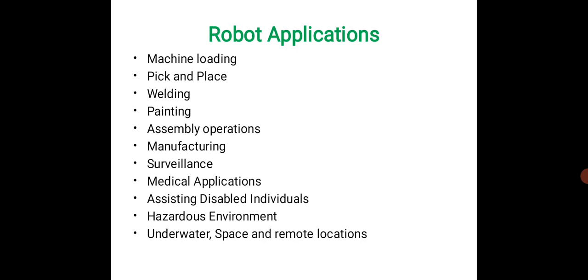Where are robots normally utilized? In machine loading, pick and place, welding, painting, assembly operations, manufacturing, surveillance, medical applications, assisting disabled individuals, hazardous environments, underwater, space, and remote locations.